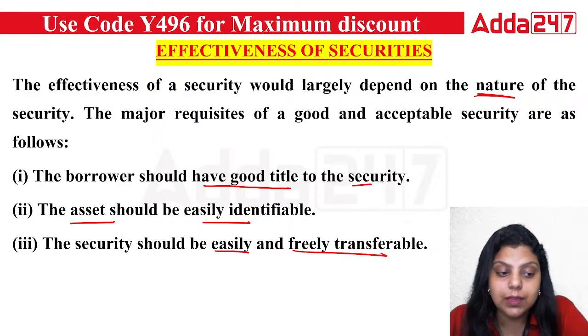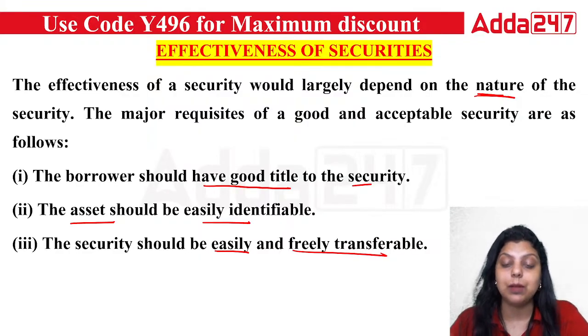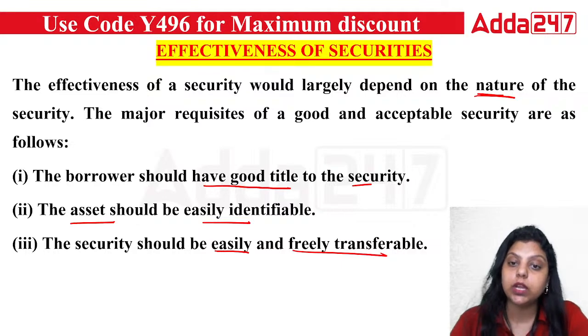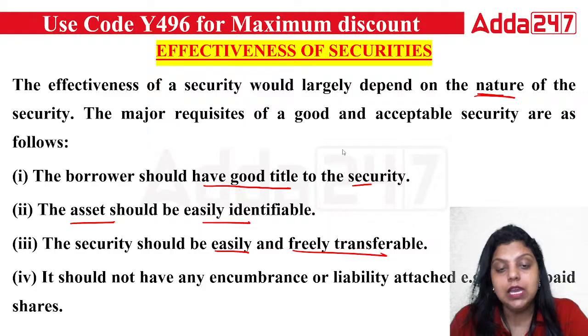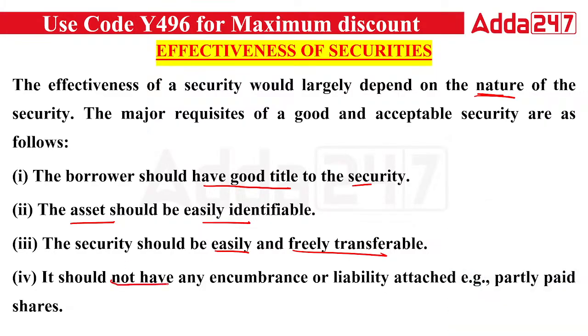Okay, because the main objective of taking the security is that if the customer defaults, the bank still has something to recover their loan or to recover their amount. That's why the security should be easily and freely transferable. Next, we have here that it should not have any encumbrances or liability attached, for example, partially paid shares. That is also covered here, like no such encumbrances or liability should be attached, such as partially paid shares.